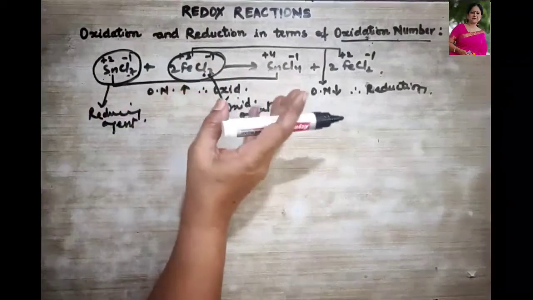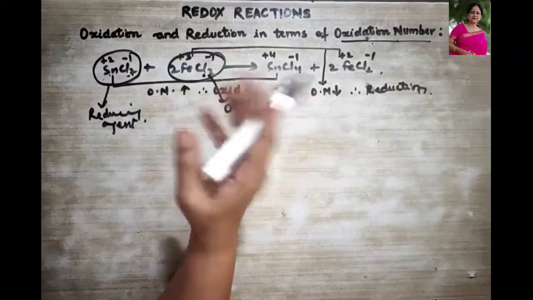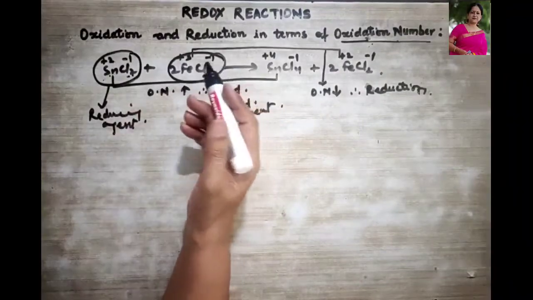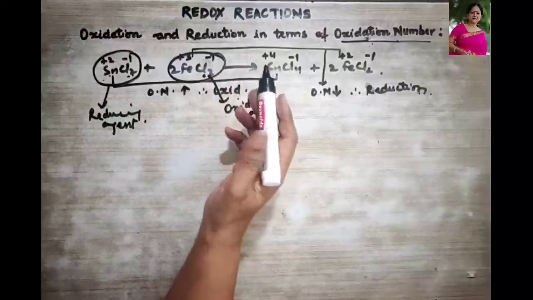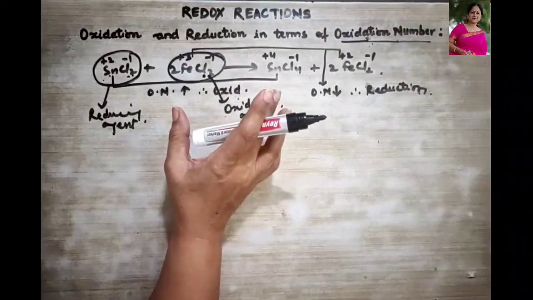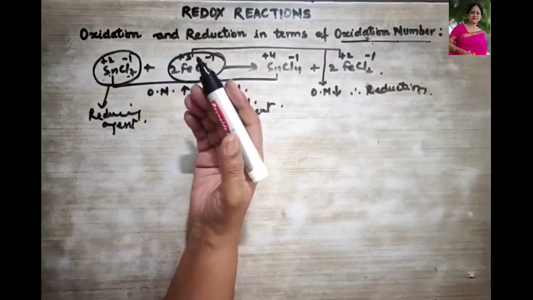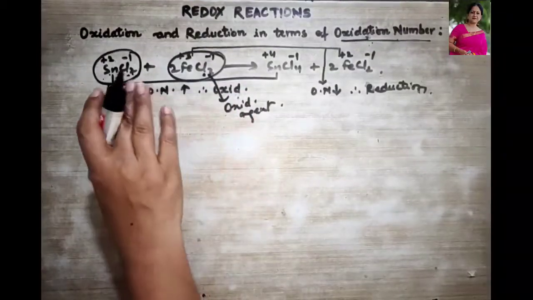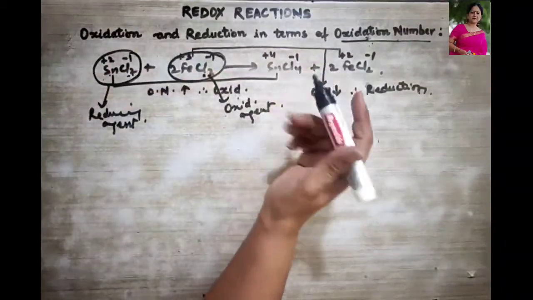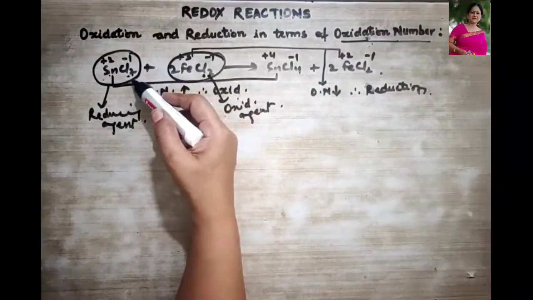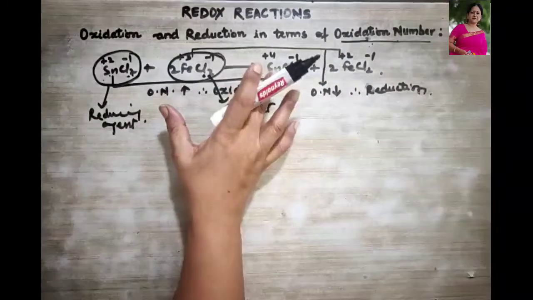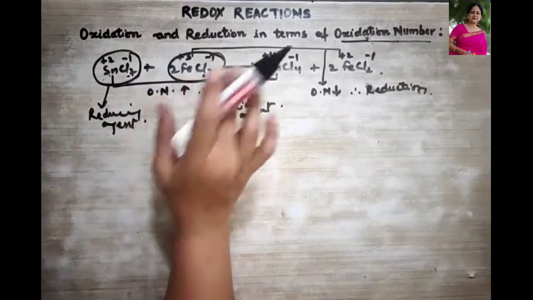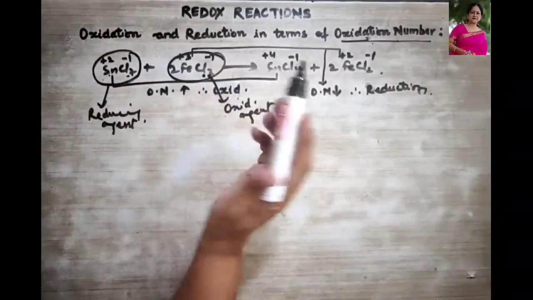Now, since I have shown you so many reactions, it doesn't mean that all such reactions, all the double decomposition reactions, show redox reaction. So let me give you certain examples where you are going to observe that there is no change in the oxidation number in the reactant and in the product side. Then we will say that such a reaction does not show redox reaction.